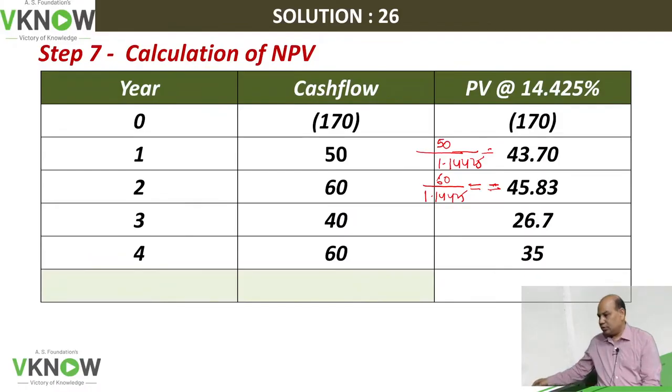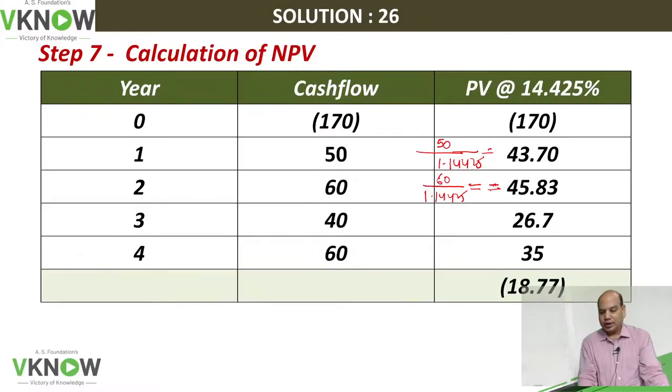Last one, try yourself. Can you please try and give me the answer of the last column total? Anybody please reply NPV. I'll wait for you. All of you must reply NPV. NPV is equal to 18.77.